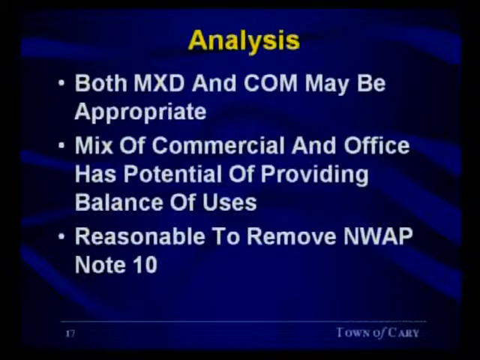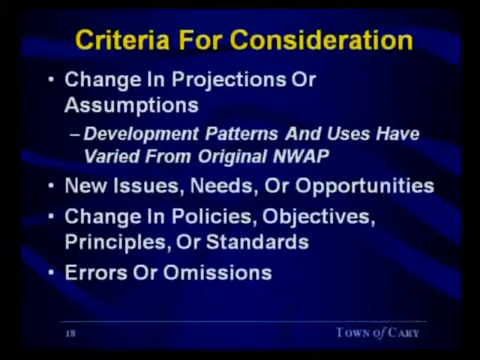The Land Development Ordinance cites 4 criteria to consider when determining whether or not a comprehensive plan amendment is necessary. Staff believes the first item, change in projections or assumptions, has been met because development patterns and uses have varied from the original Northwest Area Plan, resulting in a greater amount of residential development than originally anticipated.